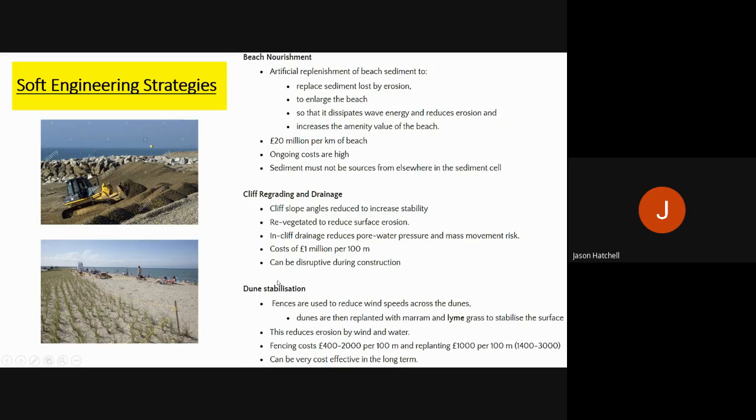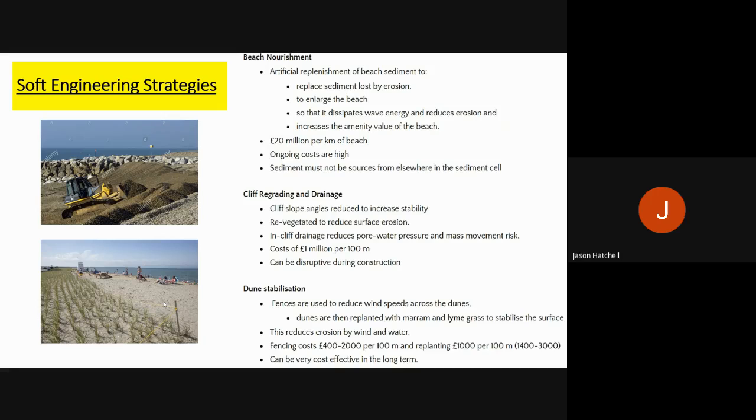And finally, this is often seen as the most progressive and sustainable one. This is dune stabilization. Now you can see an image of this on the right-hand side here, where there are small marram grasses planted to stabilize the sand. This is essentially where we put fences in place, and we may plant as well to stabilize dunes with lime grasses and marram grasses to try and hold the sand together.